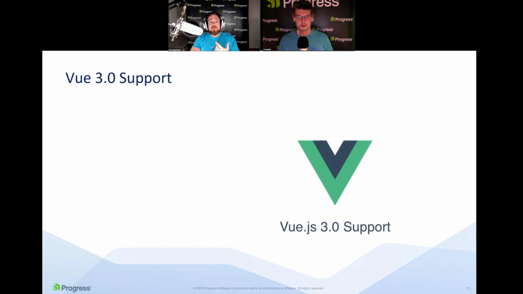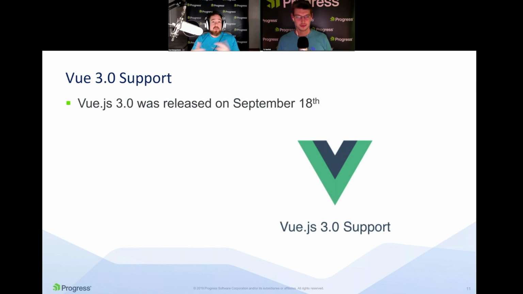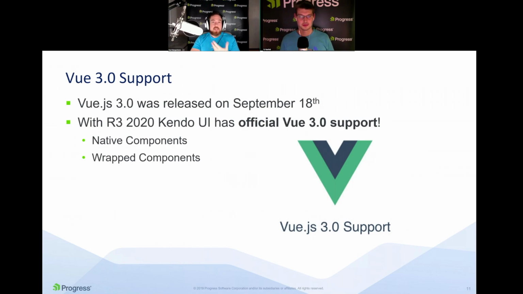So for those of you that might have caught the original release of R3 2020, which was on the 16th, just a couple of days before the official release of Vue 3.0, we mentioned that we support the latest RC, the release candidate, right up until then. Well, now I can also mention that we do officially support the official Vue 3.0 release, which is, of course, a big deal. So this includes the native components and the wrapped components. So no matter what components you're using as a part of your Vue development, you do have the ability to upgrade your project to 3.0 and have ensured support from the Kendo UI components, which is always great.